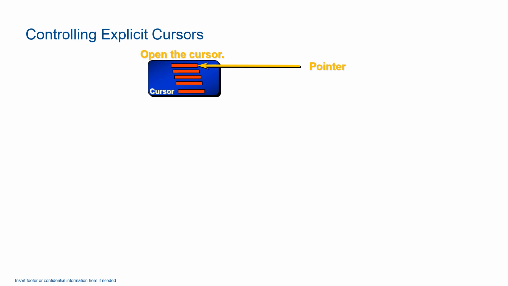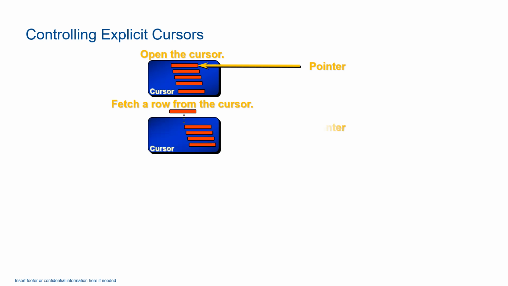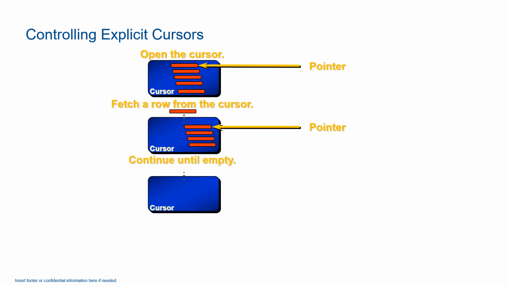As mentioned, open the cursor. This is the cursor, and we are opening it. This is the pointer. Suppose there are 5 rows, every time the pointer will be at first, second, third, fourth, fifth. This is the way the cursor fetches the records. Fetch a record from the cursor, again second row, third row, and continue until it's empty. So first, second, third, fourth, fifth. Until it is completely empty, it will try to fetch all the records. Now it will close the cursor.